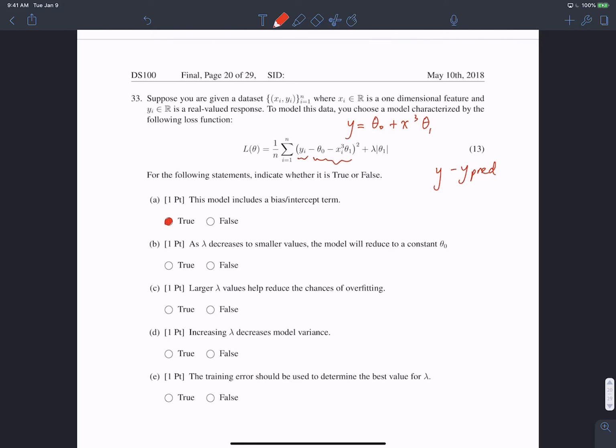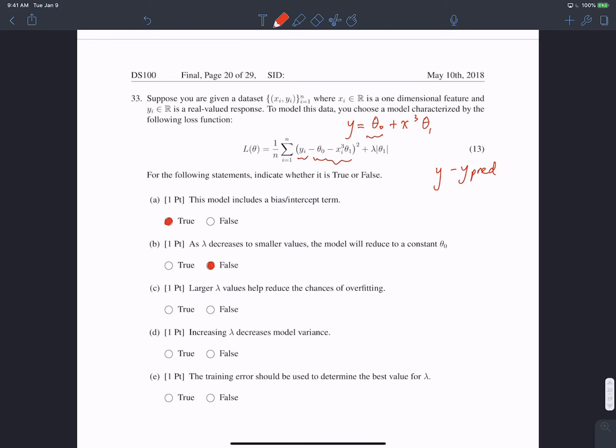So it looks like that's our model. And it does include a bias/intercept term. It's the theta naught. If it didn't, it would just look like yi minus xi cubed times theta 1. But there is a bias/intercept term, right? It's that y is equal to mx plus b part. Okay? As lambda decreases to smaller values, the model will reduce to a constant theta naught. That's false, right?